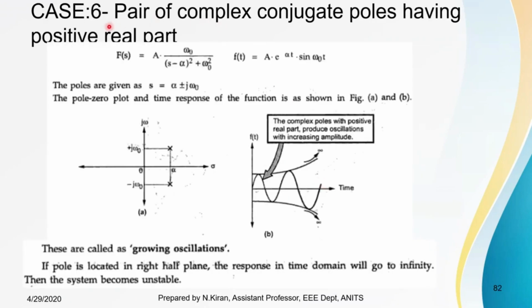Sixth case, if the complex conjugate poles have positive real part. So if the complex conjugate has positive real part, it also has both exponential term as well as sinusoidal term. So since this is exponential term with positive value, it will produce a sinusoidal waveform with increasing amplitude, since there is no control over this. So since it is having a positive real part, here also in time domain the response is tending to infinity, which is making the system unstable.